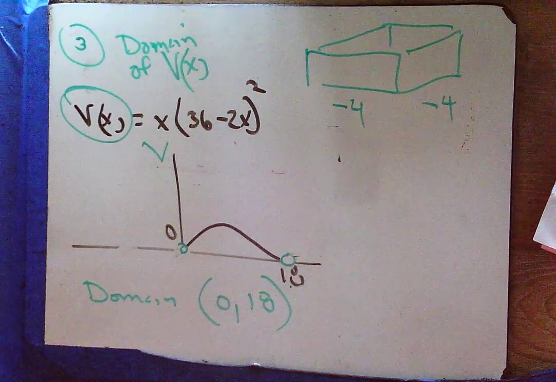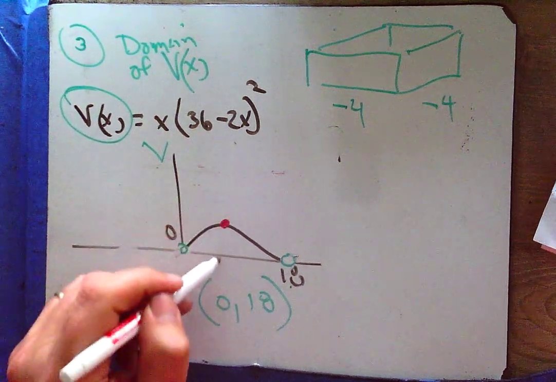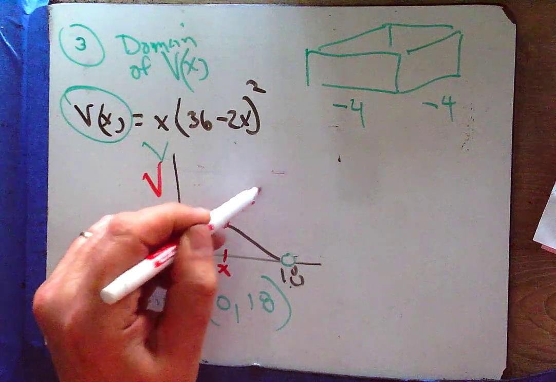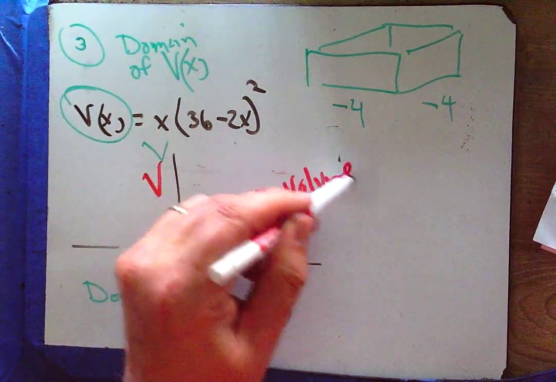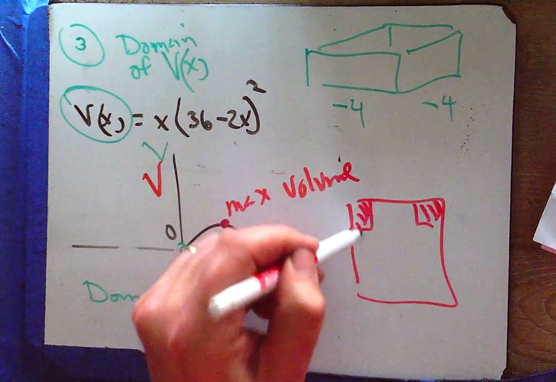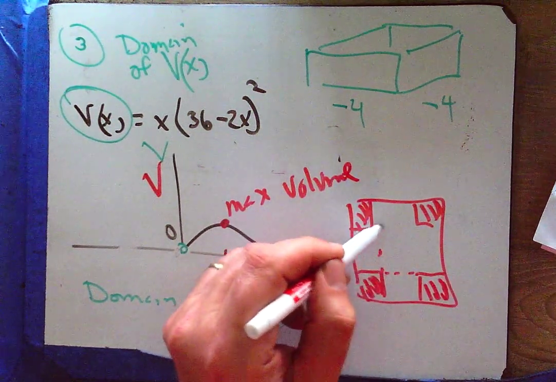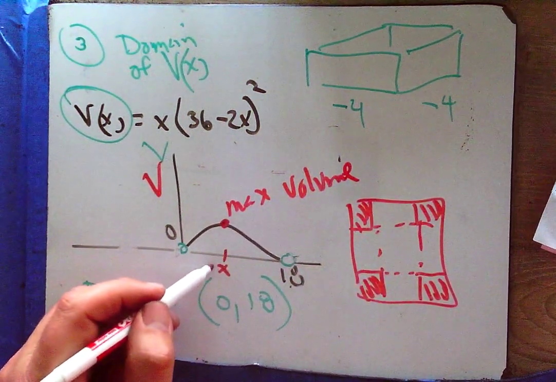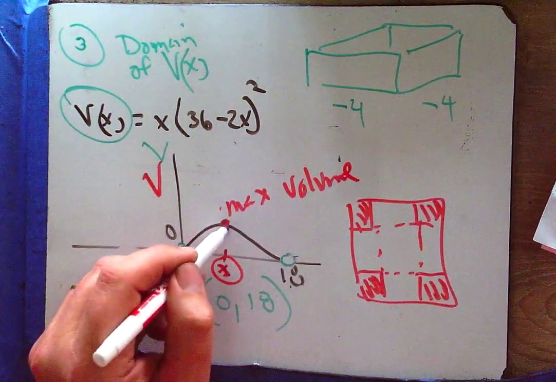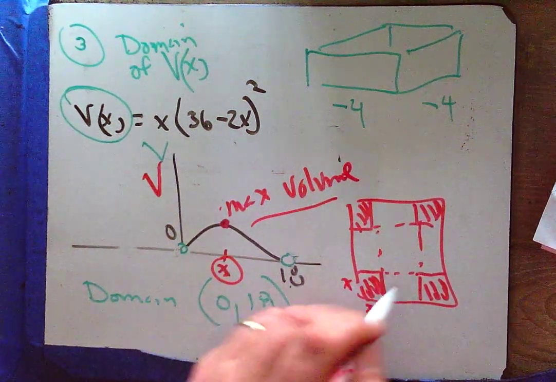Okay? Now, the last thing I want to ask is, what value of x makes the maximum volume? Remember, we started by talking about cutting out little x by x squares from each corner, and I wasn't sure how big those squares should be. Well, now, if I find the maximum here, that's the x value that produces the maximum volume. That will tell me how large to cut these out.